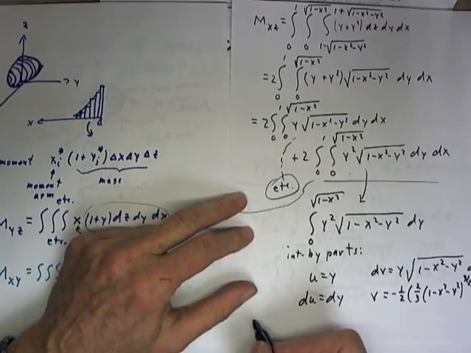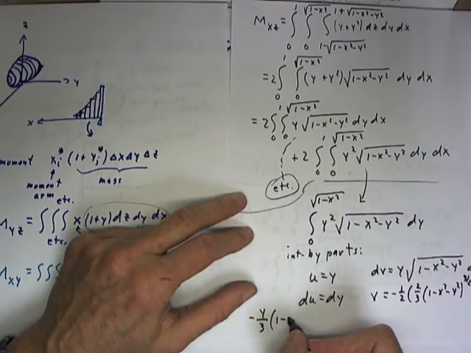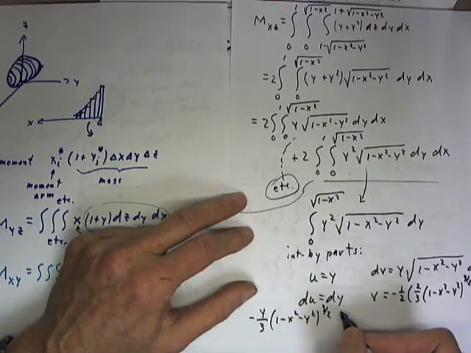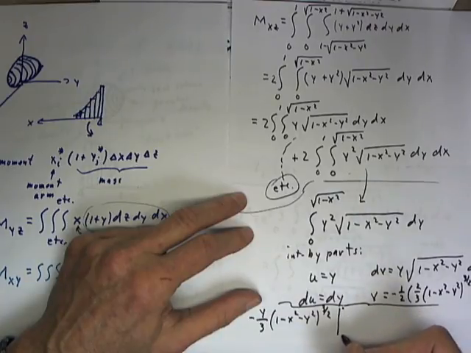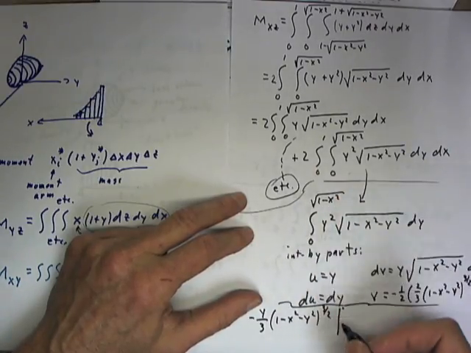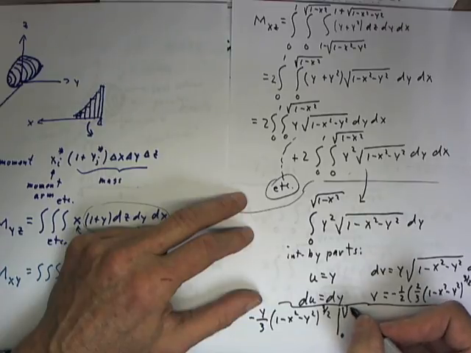So let's be careful, we're going to get negative y over 3 times 1 minus x squared minus y squared to the 3/2. This is going to be evaluated between 0 and the square root of 1 minus x squared.